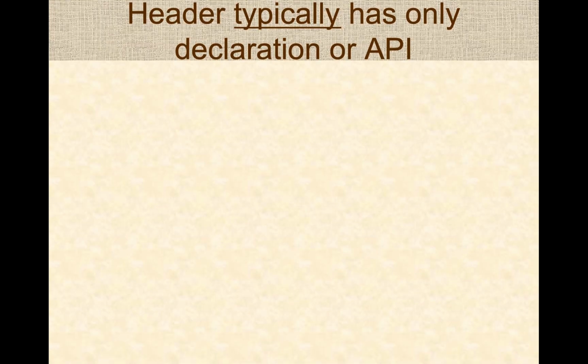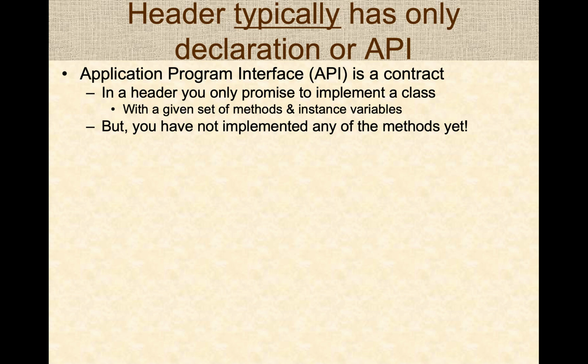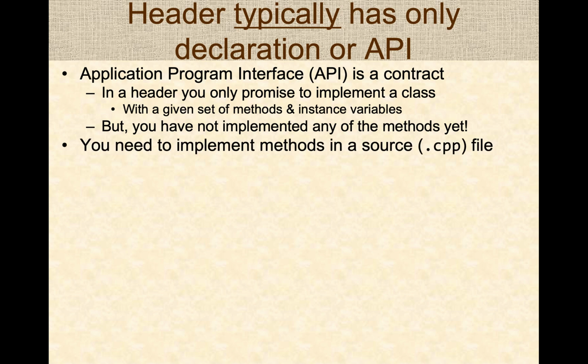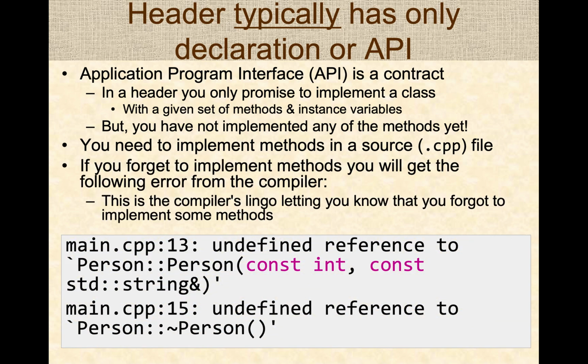The header file typically has only declarations. So keep in mind the API in the header is like a contract. In the header, you only promise to implement a class with certain sets of methods and instance variables, but we have not yet implemented some of these methods. So we need to implement these methods in the source file or the CPP file. If we forget to implement these methods, when you compile and try to run your program, you'll get a compiler or a linker error that says some of these methods are undefined. Notice that it says undefined reference to some of these constructors and destructors. And this is the compiler and linker's lingo to let you know that you forgot to implement some of the methods.